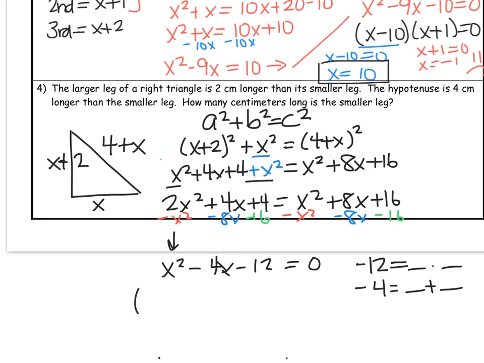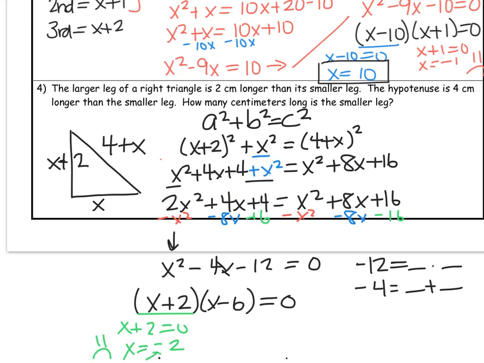Those factor pairs of negative 12 that add up to negative 4 are x plus 2 and x minus 6, and that's equal to 0. So if x plus 2 equals 0, then x is equal to negative 2. Can't use that because it's negative. If x minus 6 equals 0, then x equals 6. So we're looking for the smaller leg, so the smaller leg is 6 centimeters.